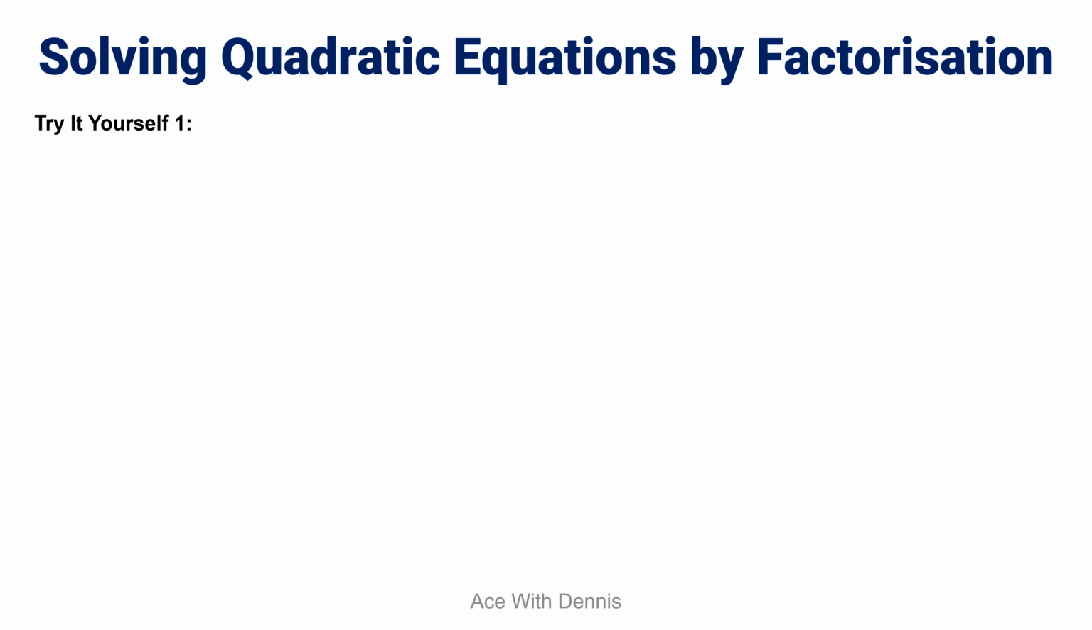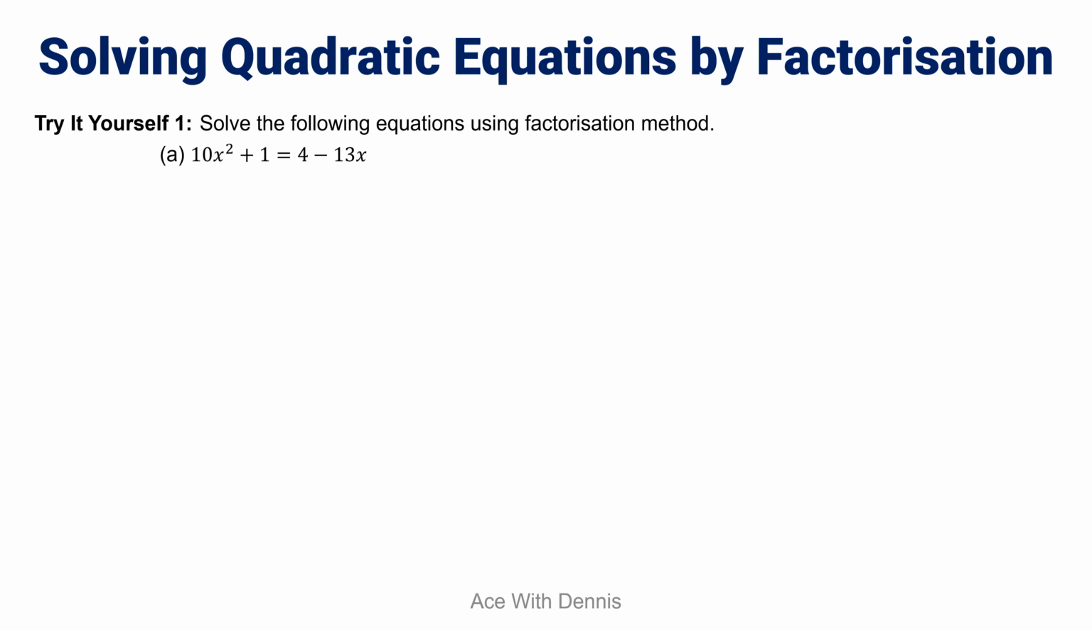Now you can try this example yourself. So solve the following equations using factorization method. A, 10x squared plus 1 equals 4 minus 13x. B, x plus 2 times x plus 3 equals 2 times 13 plus 2x. And C, 2 times 2x minus 1 squared minus 2x minus 1 minus 15 equals 0. So you can pause the video and try to solve it yourself.